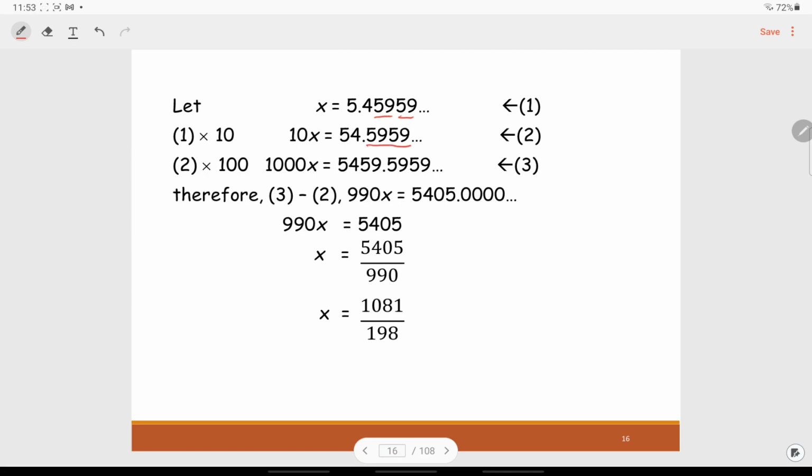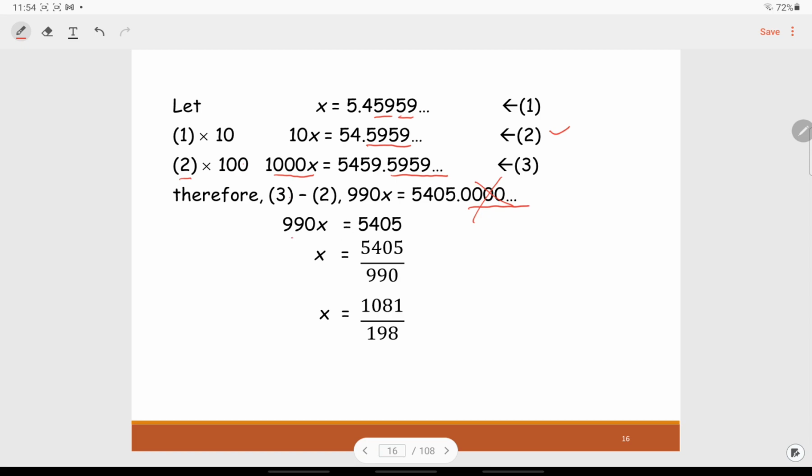Now the next step is to multiply equation number 2 by 100. So we have 10 times 100 equal to 1000x, and on the other side we have this number. Why do we need to further multiply by 100? Because we want to make sure that when we subtract these two equations, we have 0 after the decimal point, so we can omit this part. After we subtract equation 3 minus 2, we have 0 after the decimal point.